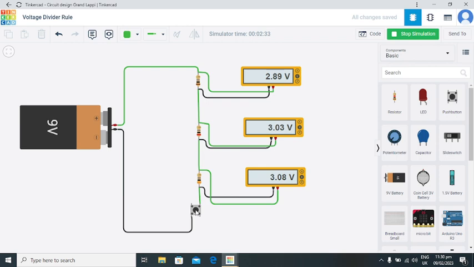If you sum up these voltages, you would definitely get 9 volt. So this voltage divider rule tells us how much bigger is the resistance of these resistors. The ratio of the resistors would be same, and the voltage would be divided across the level of resistance according to ascending order. So this is voltage divider rule.